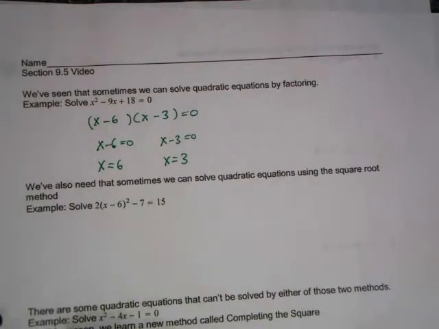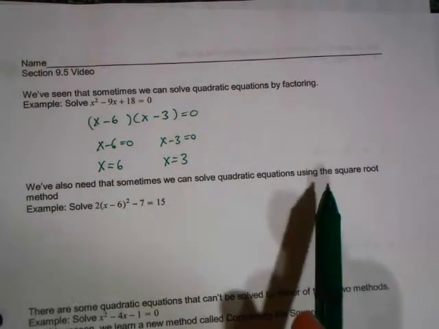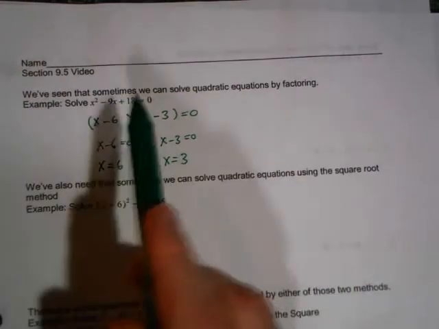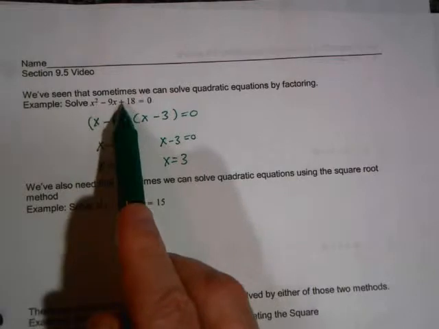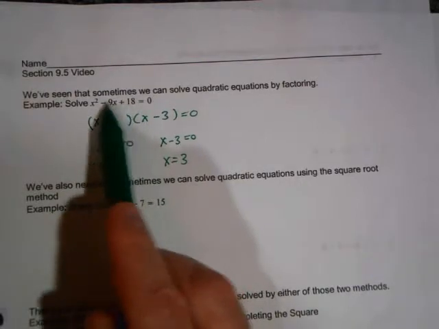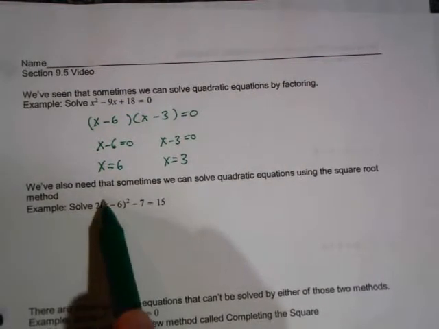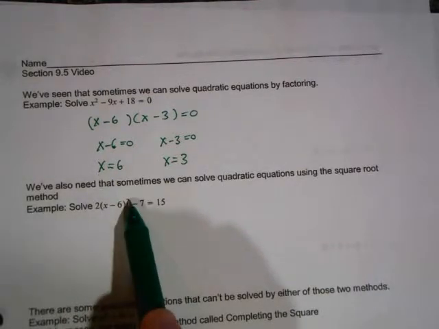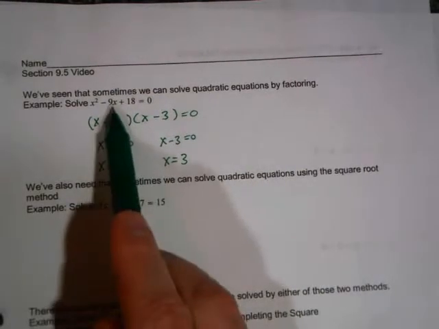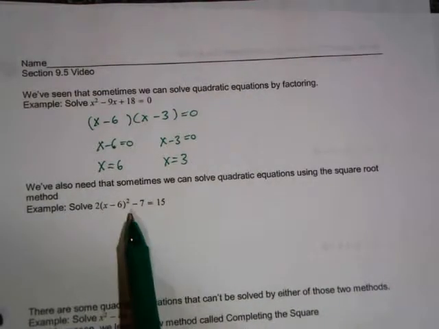We've also learned that sometimes we can solve quadratic equations by using the square root method. Now, this first problem that we did, the square root method would not work. To do the square root method, you have to have an x squared, but no x piece, so that's why this one wouldn't work. Or you have to have a parenthesis like this with a square on it. So this one we could factor, but we could not use the square root method. This one, I don't think we can factor, but we can use the square root method.